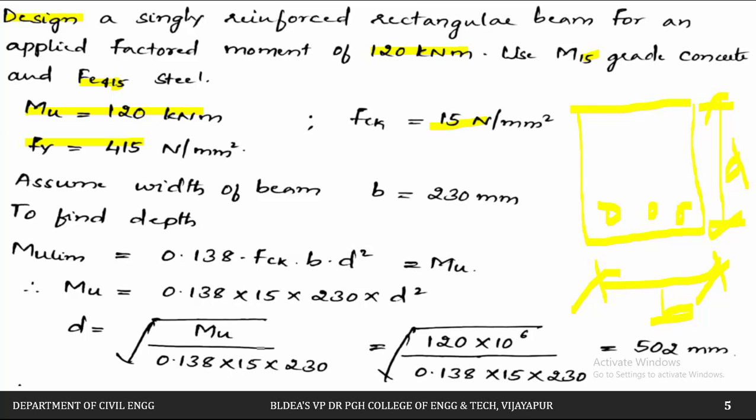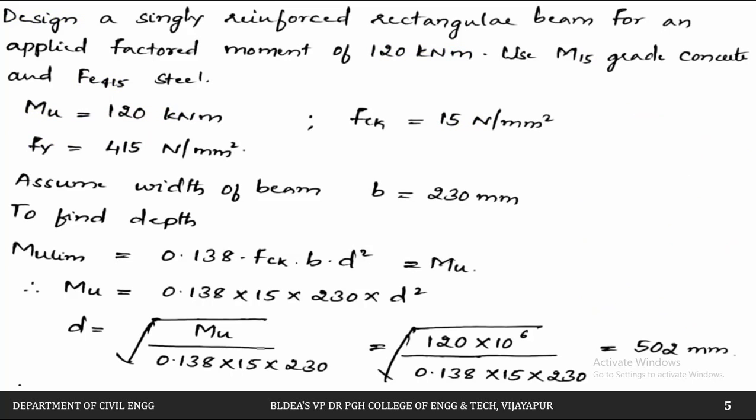What is the width of the section? What is the depth of the section? And how many bars we have to put? That is what we have to calculate. So now how to calculate? So let us start. First we will assume the width of the beam B is equal to 230 mm. So how have we fixed this width of the beam?